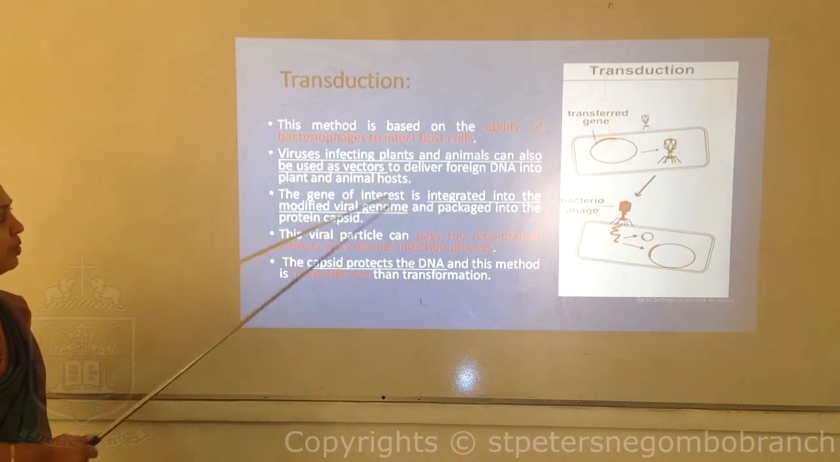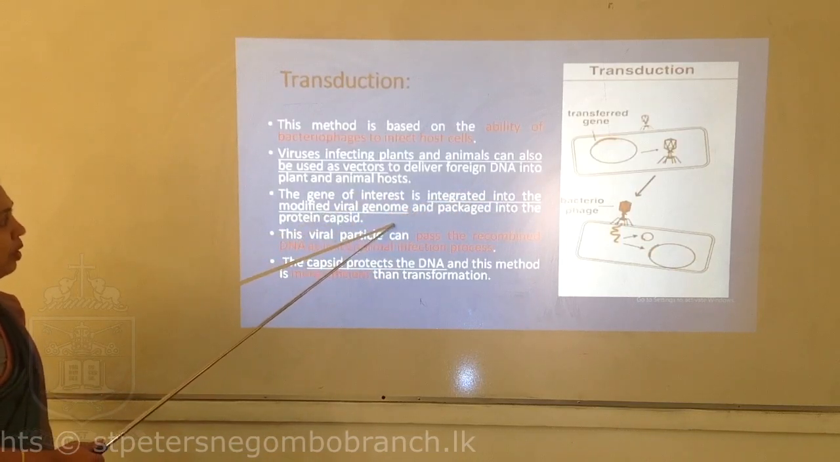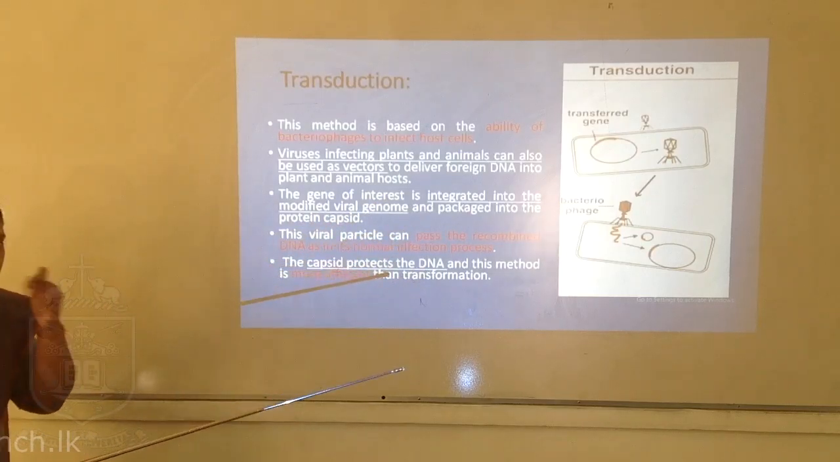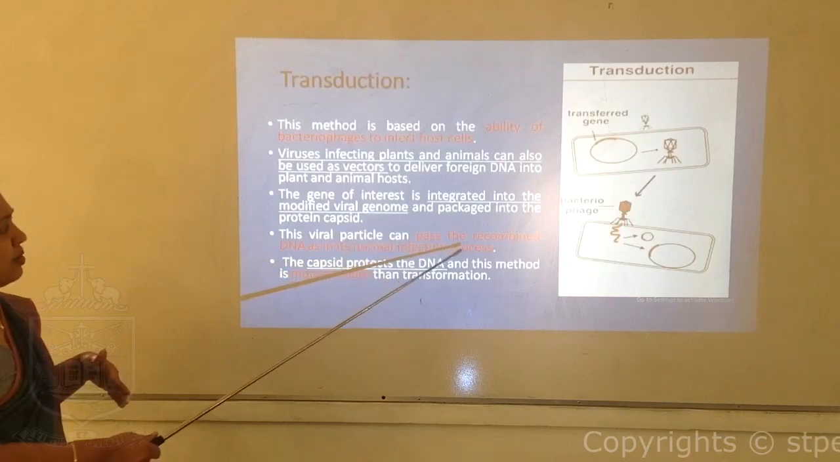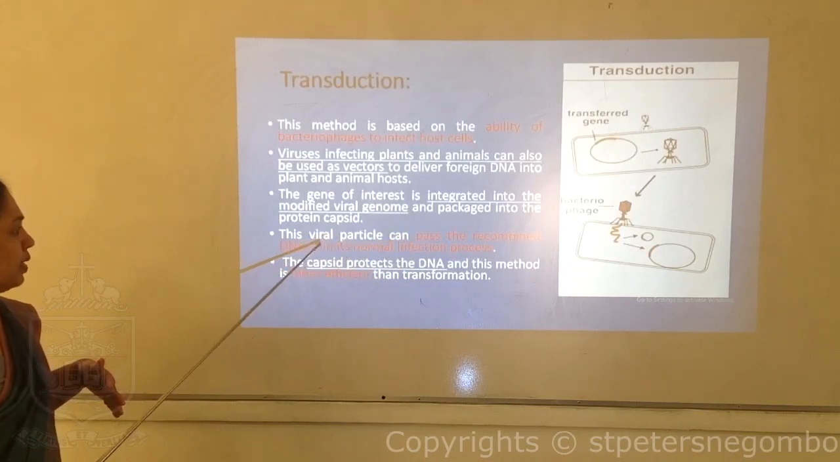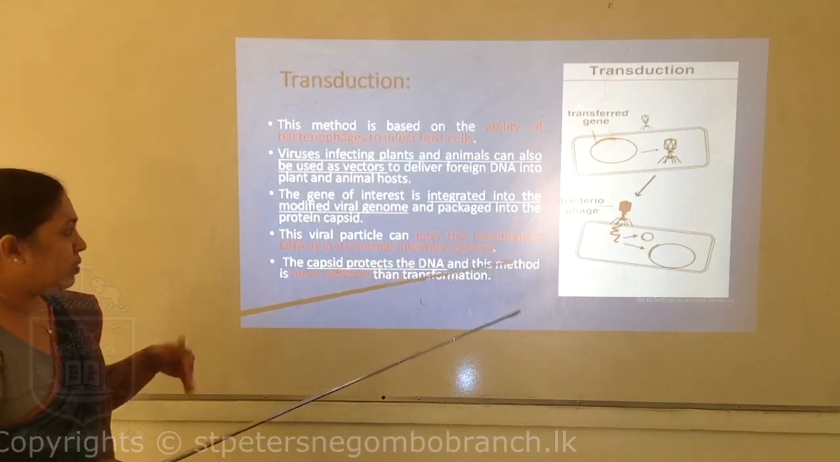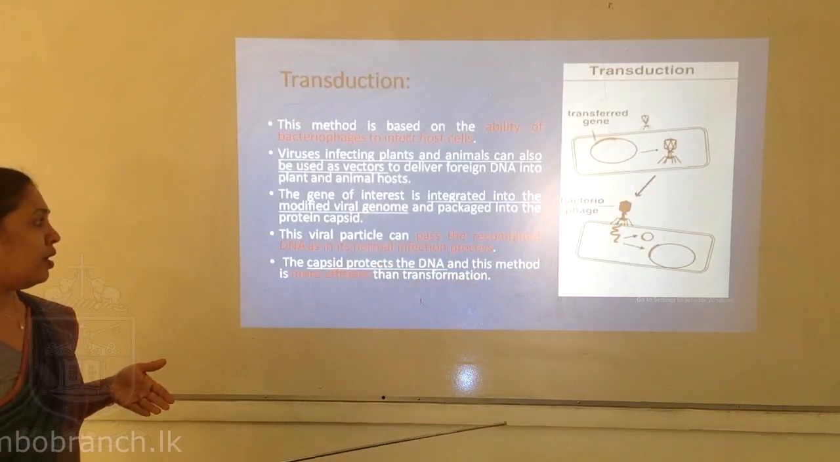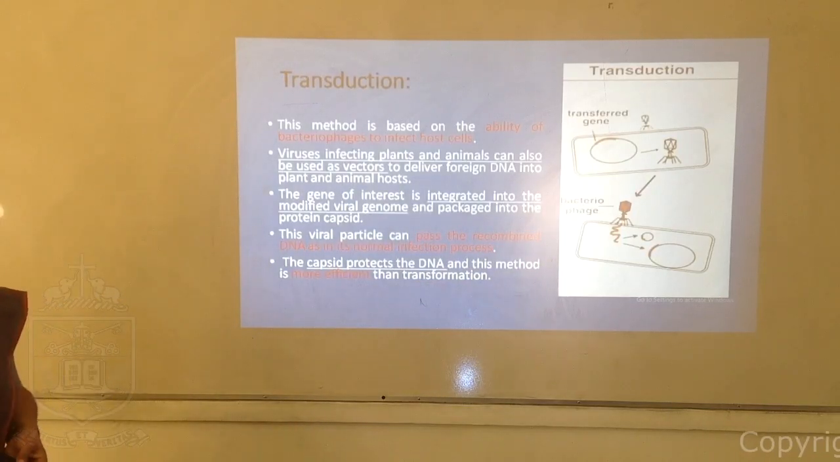So the gene of interest is integrated into the modified viral genome and packaged into the protein capsid, and the protein capsid also protects that DNA. So the viral particle can pass the recombinant molecule using its normal infectious process. The capsid protects the DNA, so this method is more efficient than transformation.